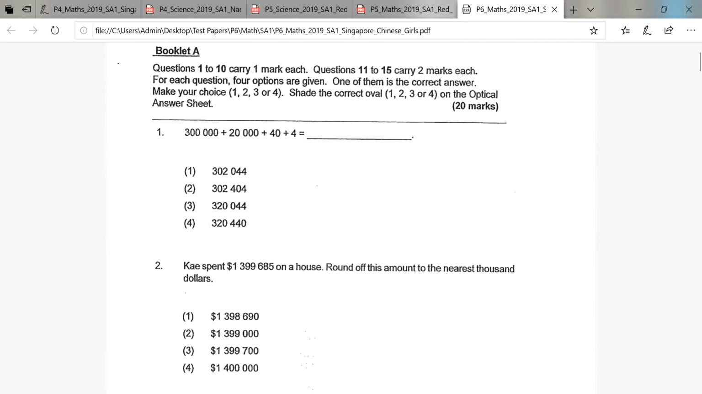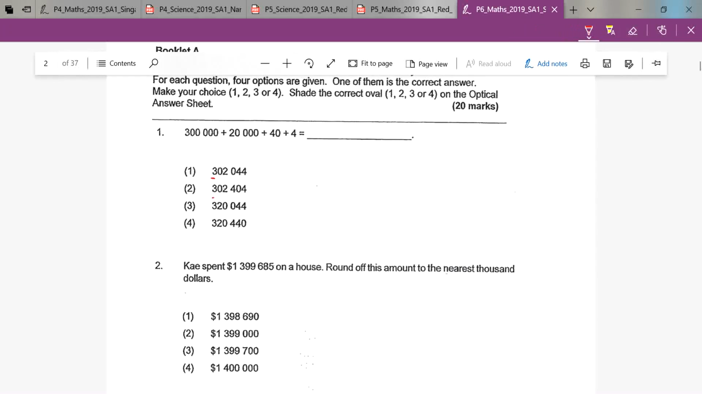So when I'm going through, I'll also try my best to show you the thorough working that you should be doing to get the answers. So question 1, this is a very simple question. This is basically 300,000 plus 20,000 plus 40 plus 4. If you look at options 1, 2, 3, 4, they got the 3 here, the 3 here, and the 3 here, and the 3 here, all correct.